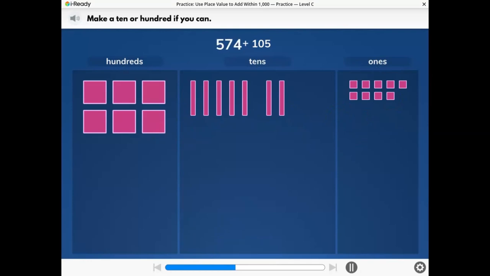You started with 574 and added 105. The sum. Plus 105 equals 679.